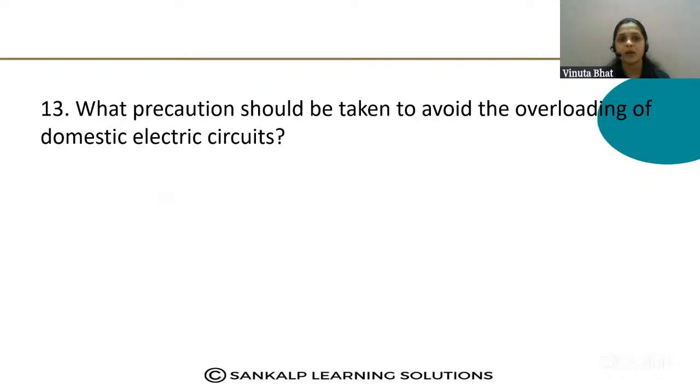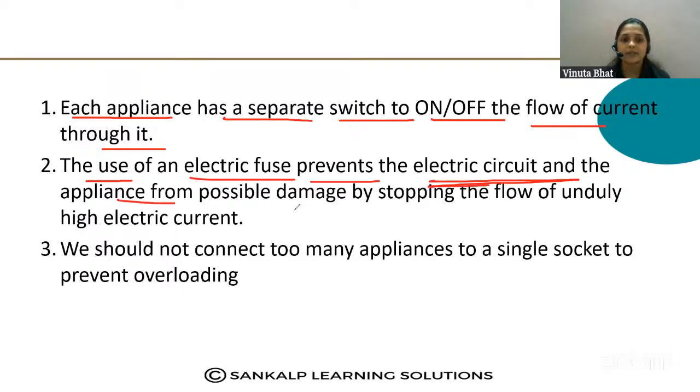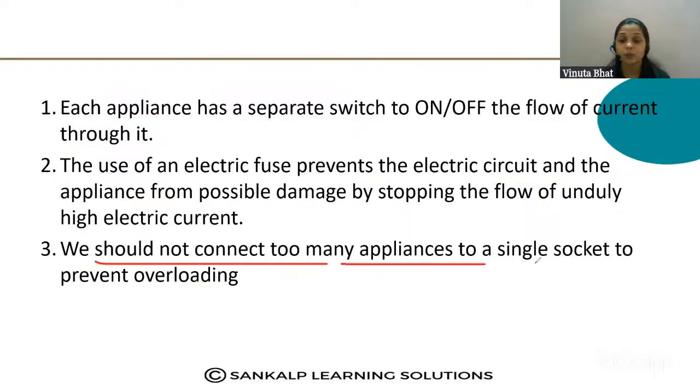Next question. What precautions should be taken to avoid the overloading of the domestic circuit? So already we have solved this question. Here we should not connect too many appliances. Each appliance has a separate switch to turn on and off the flow of current through it. And the use of an electric fuse prevents the electric circuit and the appliances from possible damage. We have to use the electric fuse, and we should not connect too many appliances to a single socket to prevent overloading. That is the correct answer.